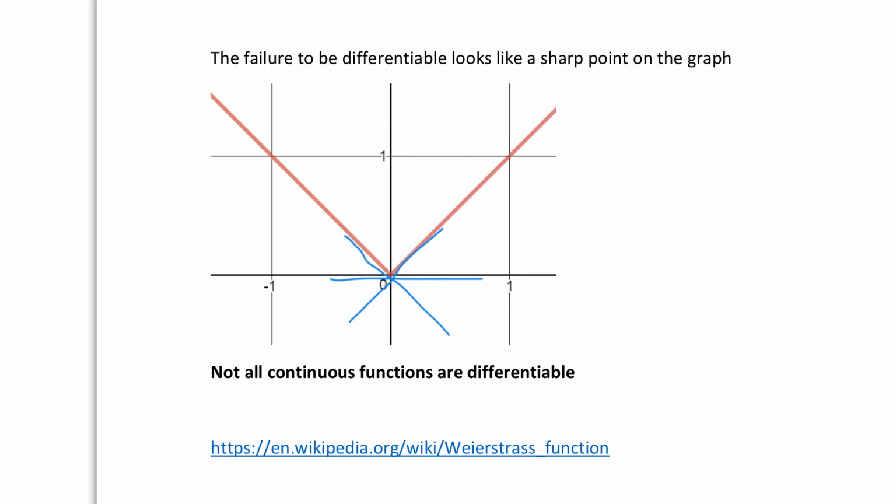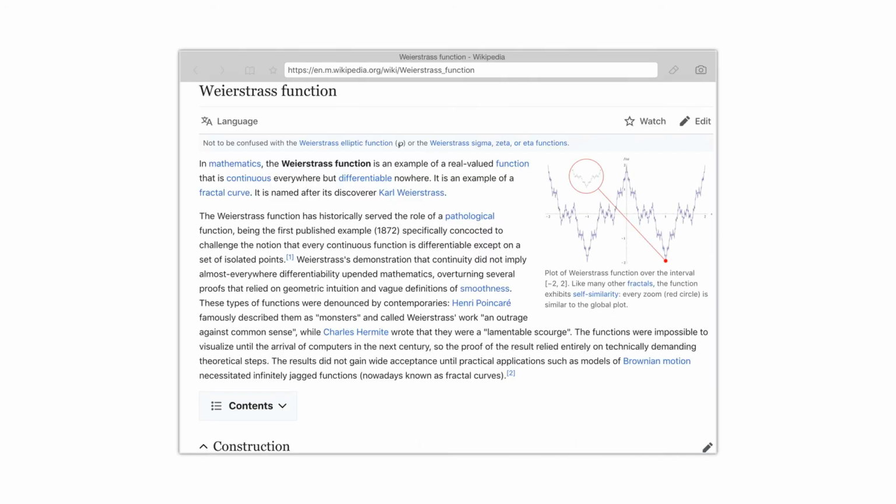And in fact, it's not just that functions are sometimes not differentiable, maybe at a particular point. There was a very famous mathematician named Karl Weierstrass who invented a very interesting function I want us to take a look at briefly. In mathematics, the Weierstrass function is an example of a real valued function that is continuous everywhere but differentiable nowhere. It's an example of a fractal curve, and it's named after its discoverer, Karl Weierstrass.